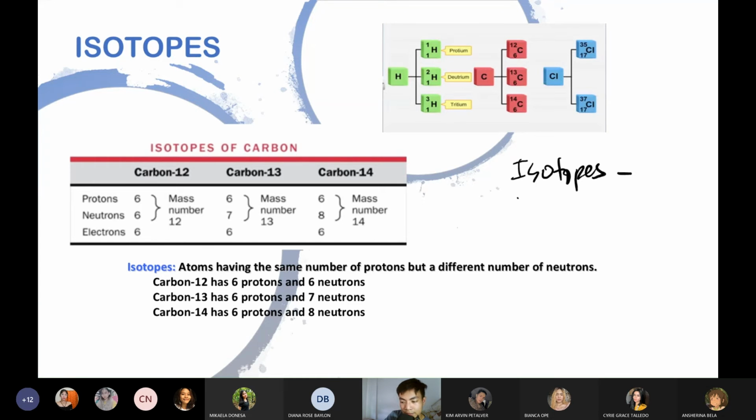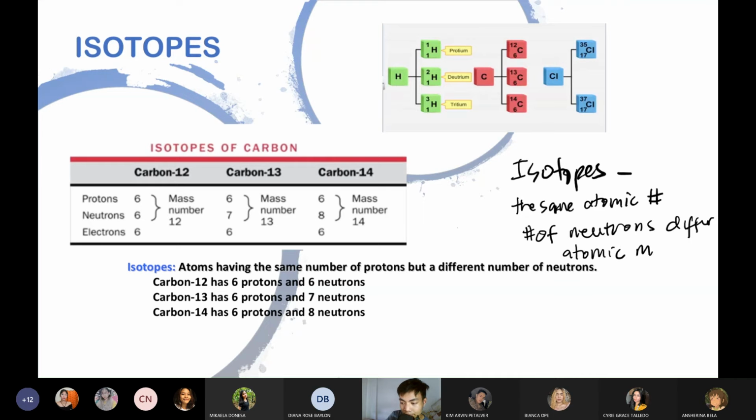So for isotopes, they have the same atomic number. Ano yung nagbabago? Yung number of neutrons. So magkakaiba sila ng number of neutrons. Therefore, yung kanilang atomic masses ay magkakaiba as well. So yun yung isotope. They have the same number of protons, yet the number of neutrons differs. Depending on the atomic mass or the number of neutrons, you can have multiple isotopes for one element.